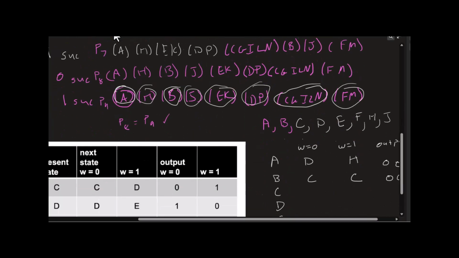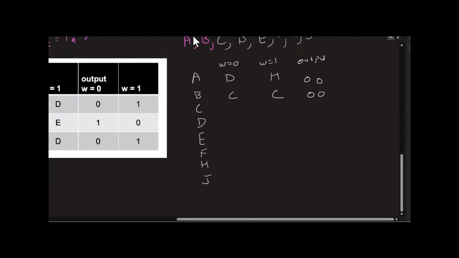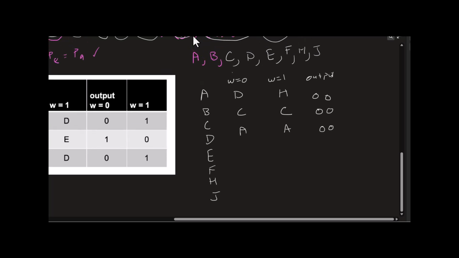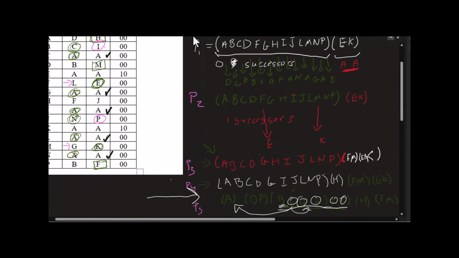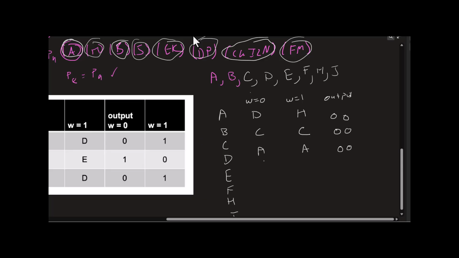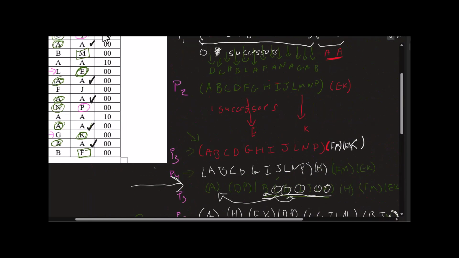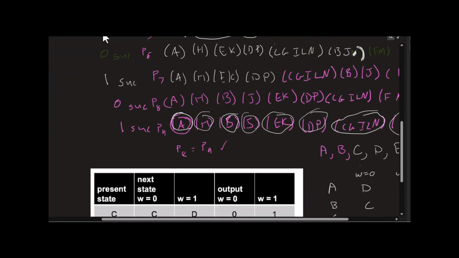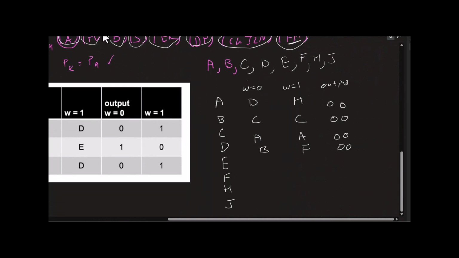C went to A and A. And the output was 0, 0, and that's fine. A is one of my states. D went to B and M. Okay, B's fine, I've got that. M, I called the group that has M in it, I called that F. So this will be F, and the output was 0, 0. E went to A and A, and its output was 1, 0.